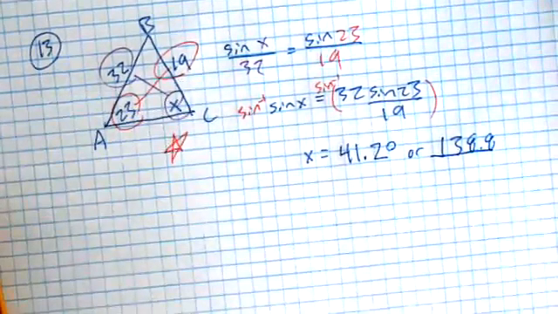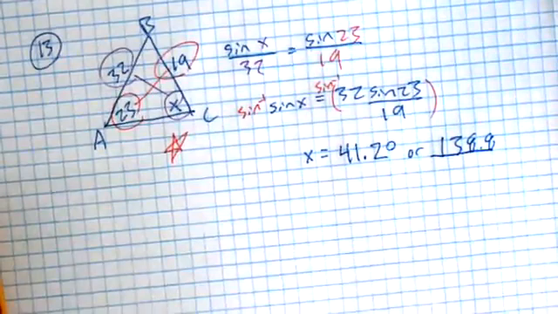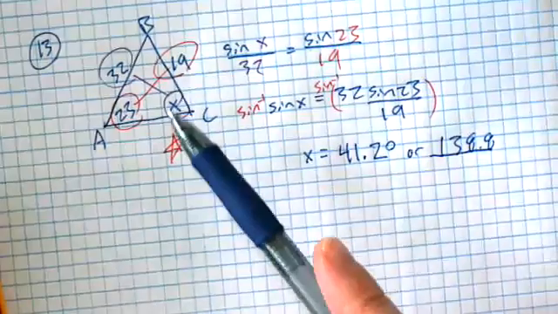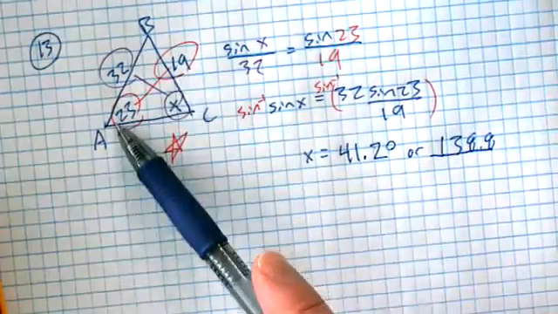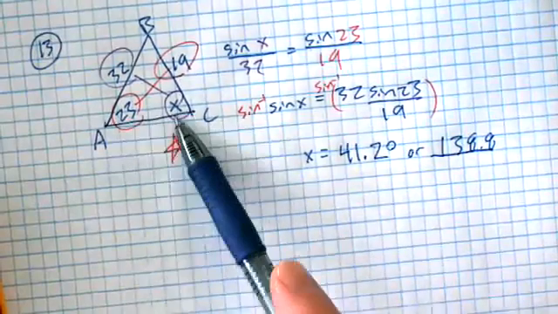Now, are we going to keep it this time? Is it possible to squeeze a 138.8 degree angle into this triangle? We have enough space, yeah. We would still be able to fill in that space.